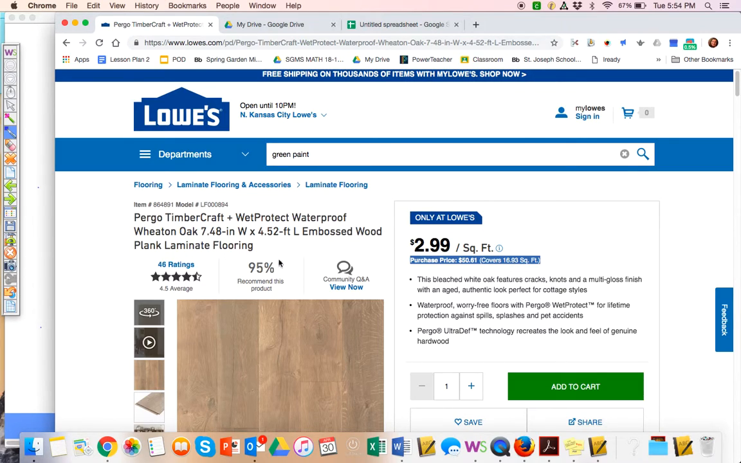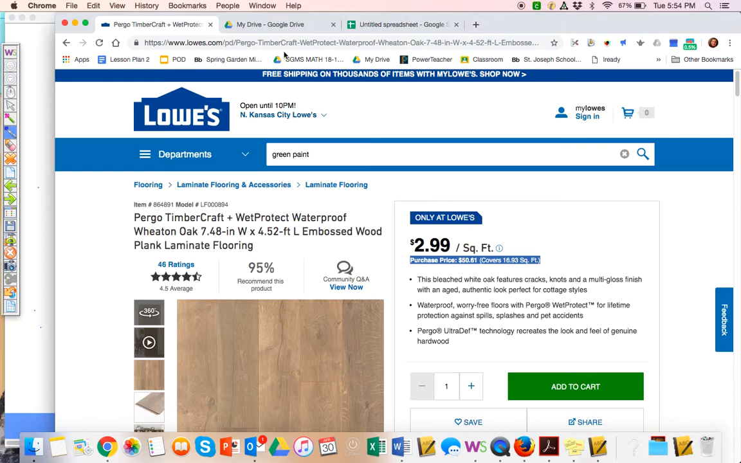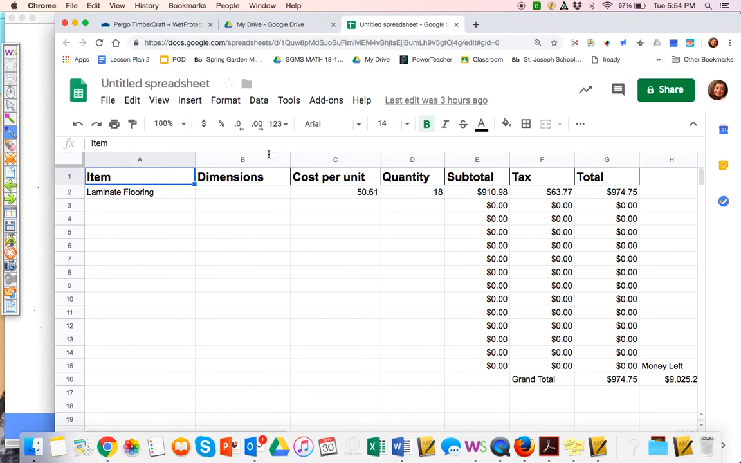So we have to figure out, well, how many boxes of it do we need? So we have to divide this number by 17. Well, since 17 was one of my numbers that I used, I know that I have to buy 13 boxes. So what I would do is I go to my spreadsheet, I type in my laminate flooring, which I already typed in. It was the 50.61, but I need 13 boxes. So under quantity, I'm going to type in 13 and hit enter. And then it will change your subtotal, your tax, and your total.